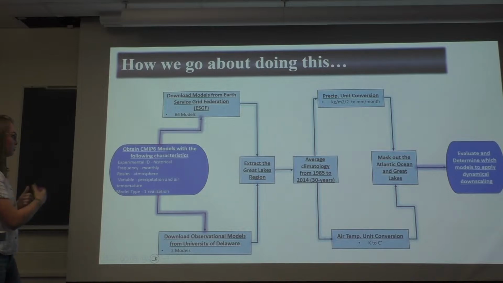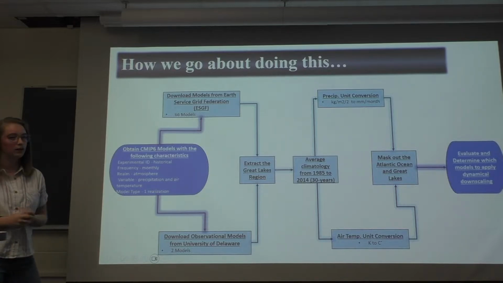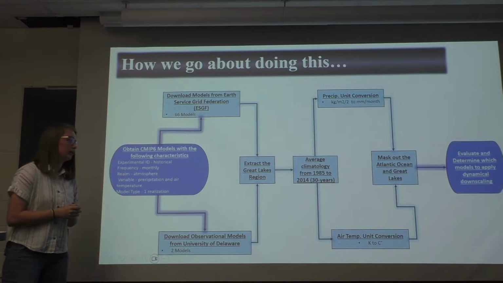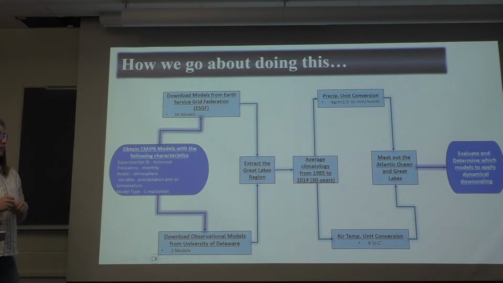So the models originally go from 1850 to 2014, but we were only going to look at 30 years, so we went from 1985 to 2014, and then once you get the average, we had to convert the units so that on the maps it was easier to understand. And so then we just mapped out the Atlantic Ocean, the Great Lakes region, so you could really look at the actual results around the Great Lakes. And then ultimately we evaluate and determine the models to apply dynamical downscaling.